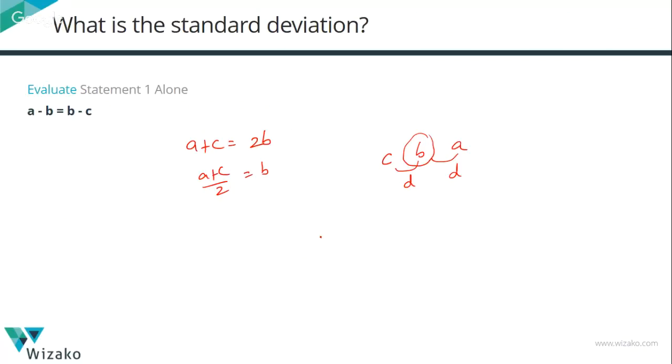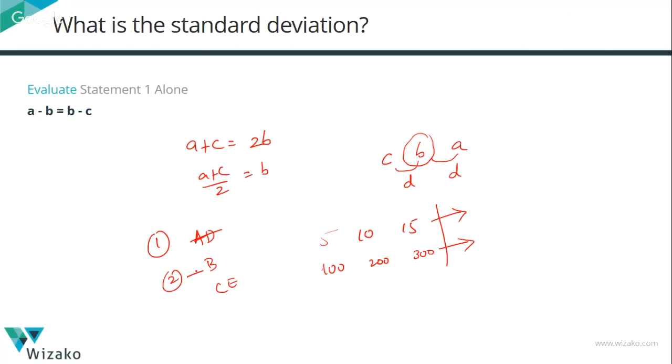The numbers could very well be 5, 10, 15. The numbers could very well be 100, 200, 300. Are these in an arithmetic progression? Certainly yes. 15 minus 10 is equal to 10 minus 5. 300 minus 200 is the same as 200 minus 100. So A minus B is equal to B minus C. Standard deviation for this will be a different value, and standard deviation for this will be a different value. So statement 1 has not given us a conclusive single answer. Let's rule out choices A and D. What we are down to is B or C or E.